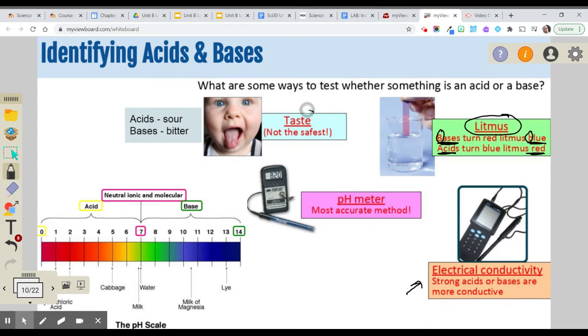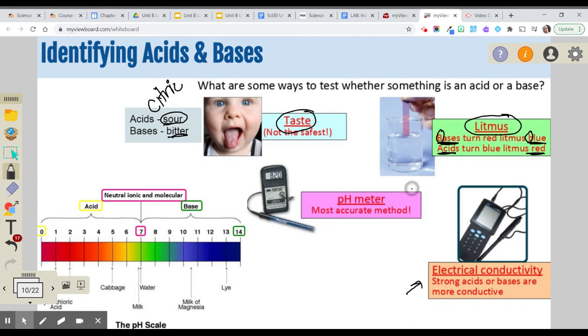We can also taste them, although this is not a very safe way, and I don't recommend anybody taste something to see if it's an acid or base. But acids taste sour, so you've probably tasted some acids before. Citric acid is a very common acid on those sour candies that we all love. It tastes very sour, whereas bases taste really bitter. If you taste some baking soda, it's very bitter. When you eat a muffin and the baking soda hasn't dissolved nicely, and you get a little ball of it and taste it, it's horrible.